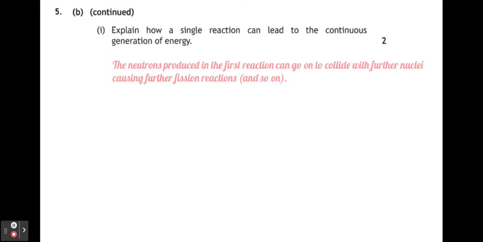So, the neutrons that were produced in the first reaction can then go on to collide with further nuclei, causing further fission reactions to occur, and so on. This is a chain reaction.